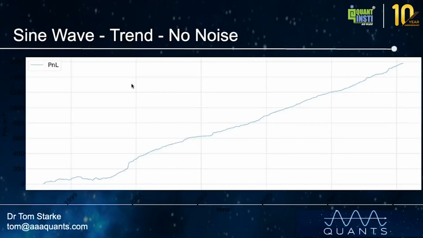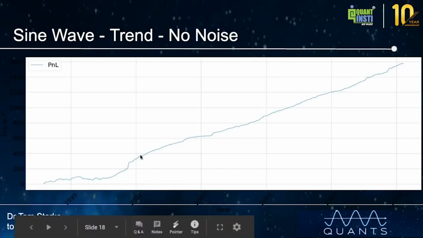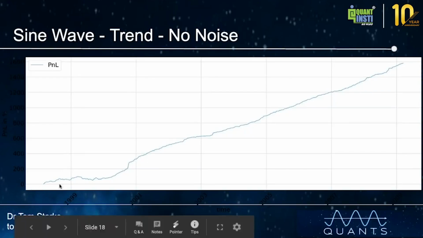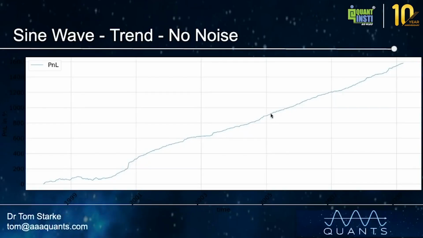All right, so now let me show you some results. I talked about the testing phase. And so this curve, for example, is when we apply a sine wave and a trend with no noise. So you can see here, at first we apply a sine wave, and then approximately around here, we apply a trend. And this is really interesting.